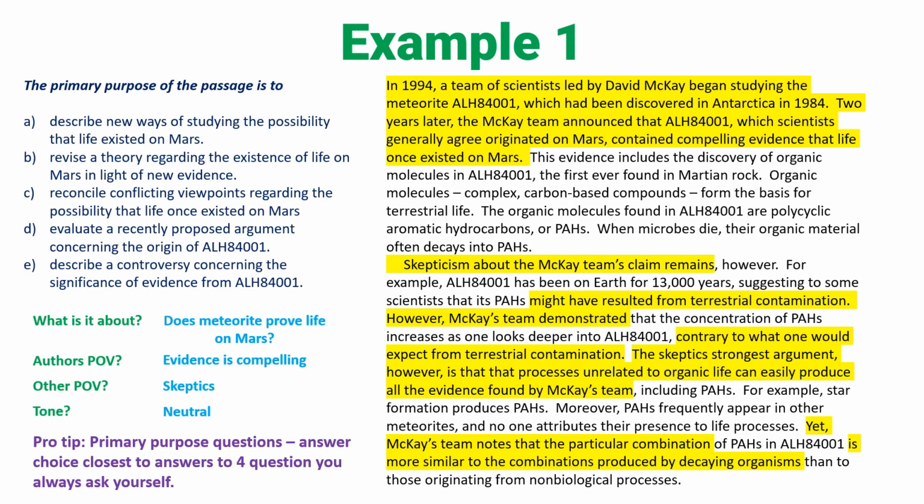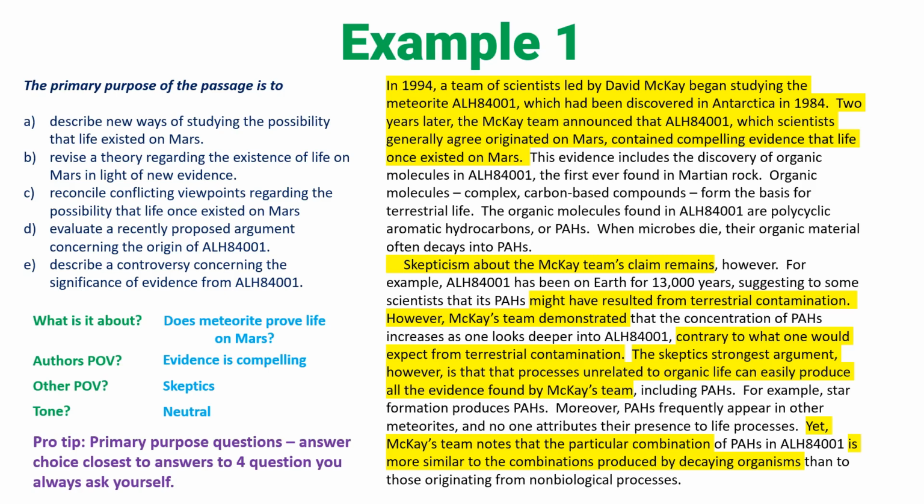C, reconcile conflicting viewpoints regarding the possibility that life once existed on Mars. Maybe, because we know that we have 2 points of view, right? We have skeptics and we have McKay. We can keep C in the maybe bucket. D, evaluate a recently proposed argument. What is the recently proposed argument? All these arguments come from like 1994. D is definitely not right. E, describe a controversy concerning the significance of evidence from this meteorite. Okay, maybe, because we definitely have a controversy.